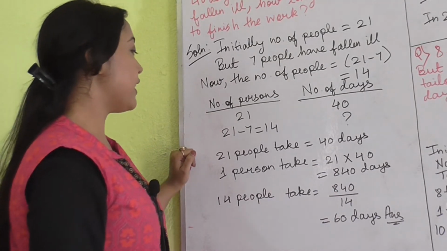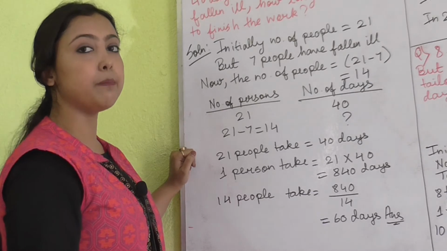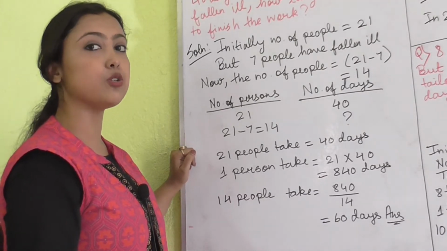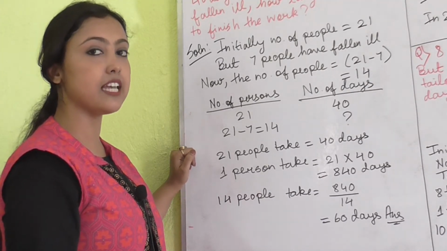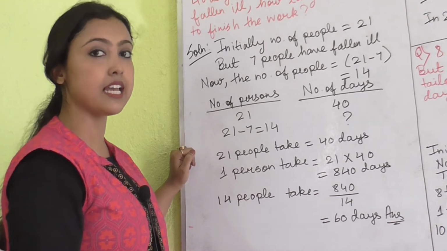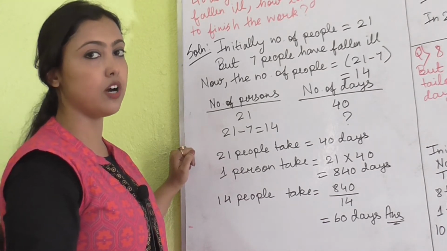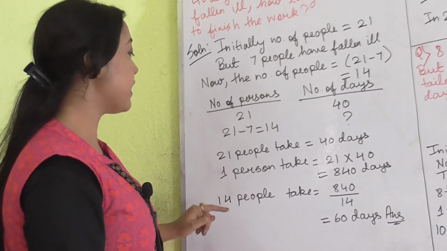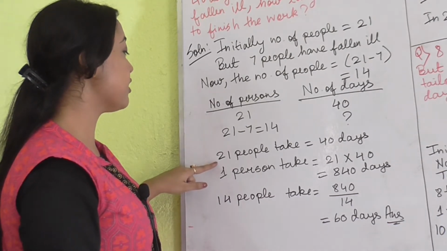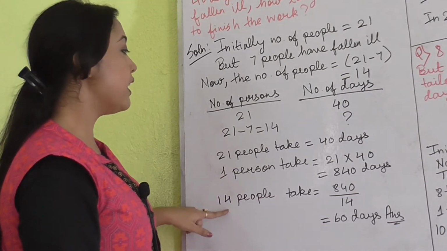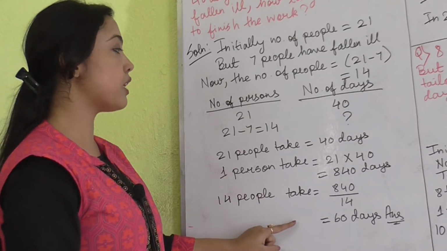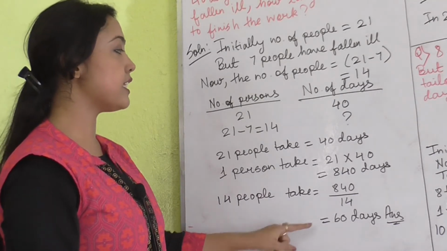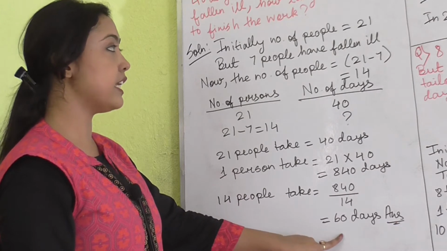So we all know that when the number of persons increases, the time taken to complete the work always decreases, and when the number of persons decreases, the time taken to complete the work always increases. So here you can see when the number of persons decreases from 21 to 14, the time taken to complete the work has also increased from 40 to 60.